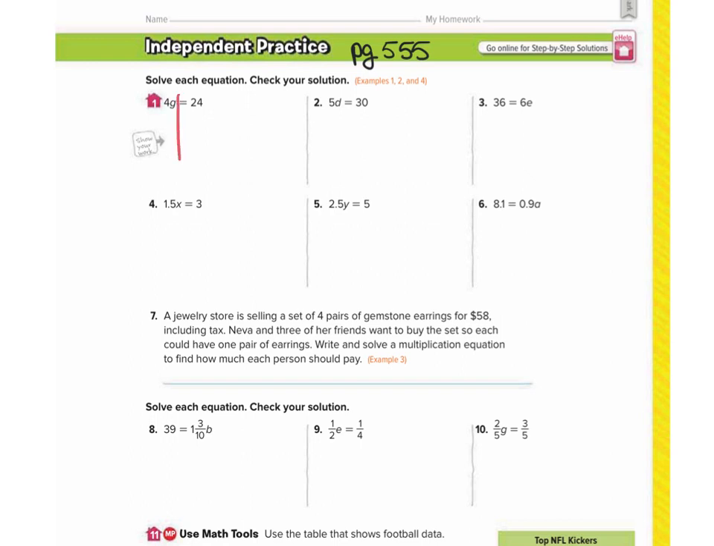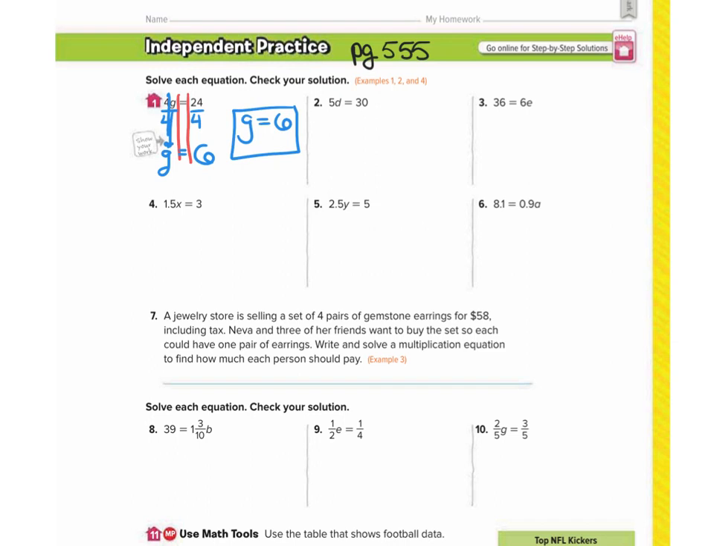So I'm going to split up both sides of my equation. Remember that that 4 is being multiplied with G. So I'm going to do the inverse of multiply by 4, and I'm going to divide by 4 on both sides. Remember, you can use a fraction as division. The 4 over 4 will cancel out, and I'll just be left with the G, which is what we want. G equals, and now 24 divided by 4 is 6. So G equals 6.